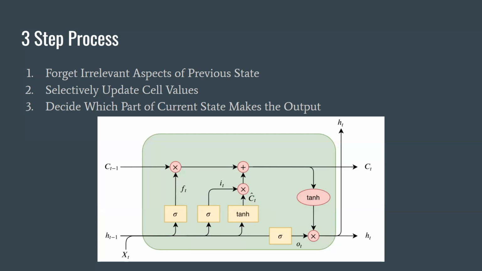So LSTMs work in a 3-step process. Step 1, if I have 2 or 3 sentences, and one of them makes no sense to what we need to find out, then I don't need it, right? Let's not remember information that I don't need. So we're going to forget all irrelevant aspects of our previous state. Secondly, we want to selectively update our cell values with what we are currently remembering from the previous state and what we're trying to predict. And then lastly, our prediction in our last output gate.